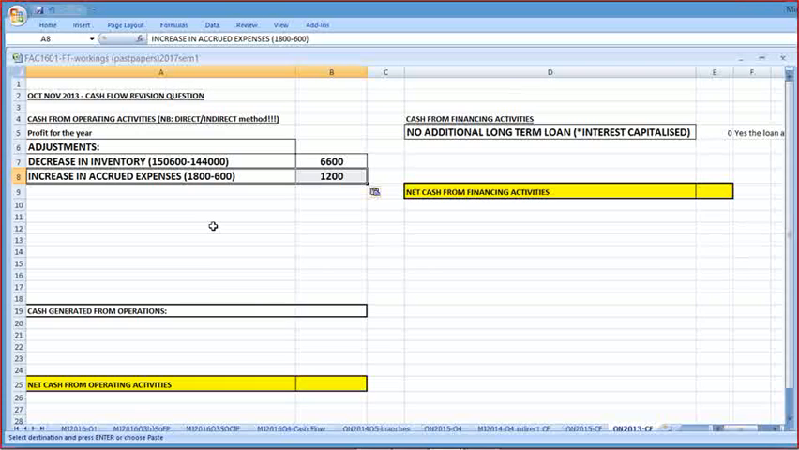But why wouldn't you have to pay? You haven't paid because it's an accrued expense. You're still going to have to pay. It's owing. Okay, so an increase in a current liability is seen as an increase in cash flow because you're adjusting your profit for the year for these non-cash items. Yes. Okay, next.